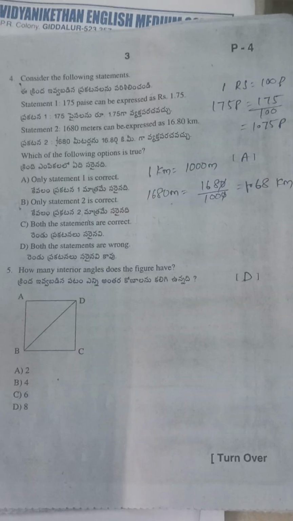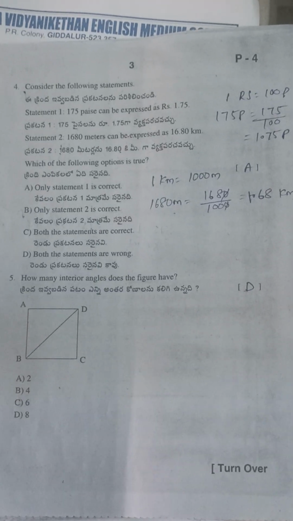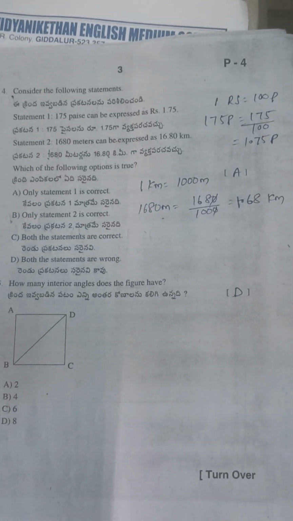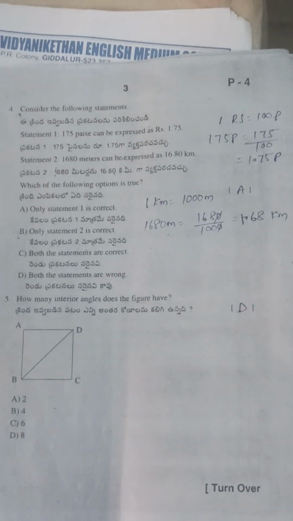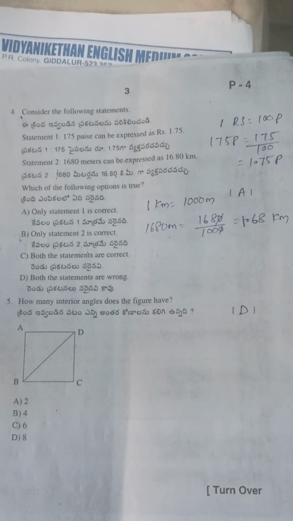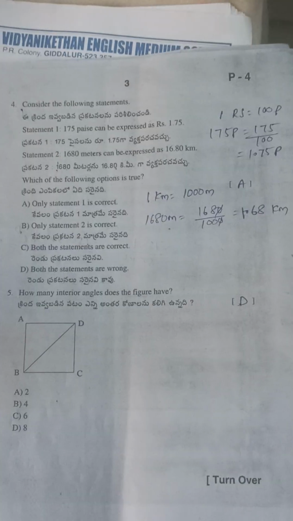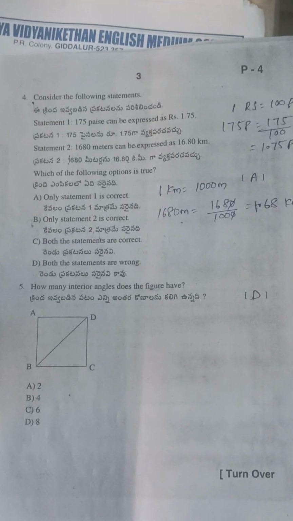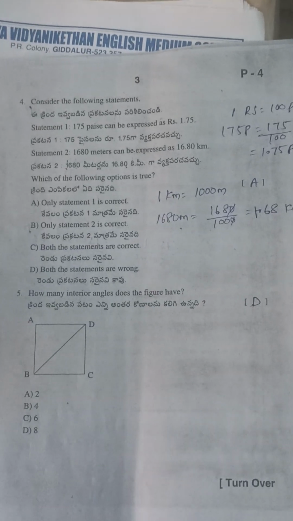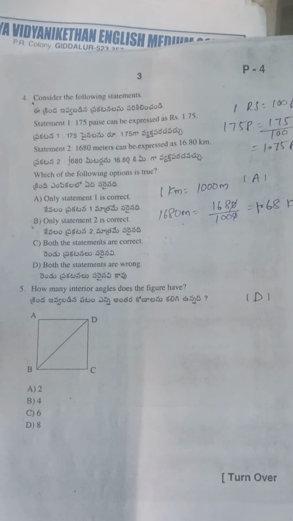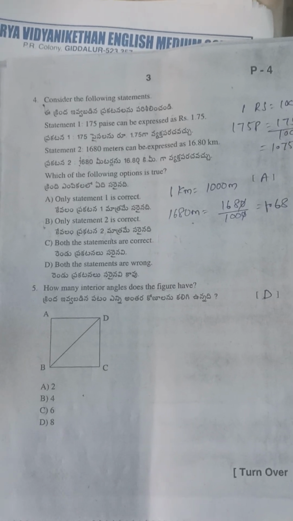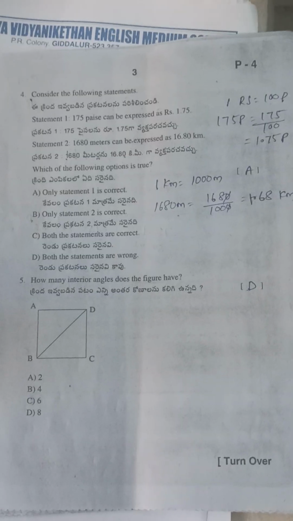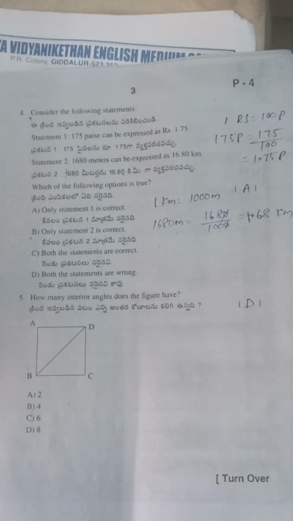Next, consider the following statements. Statement 1, 175 paise can be expressed as 1 rupee 75. So 1 rupee is equal to 100 paise. So 175 paise we can write as 175 by 100 is equal to 1.75 rupees. Statement 2, 1680 meters can be expressed as 16.80 kilometers. So it is wrong. 1 kilometer is equal to 1000 meters. So 1680 meters we can write as 1.68 kilometers. So only statement 1 is correct.